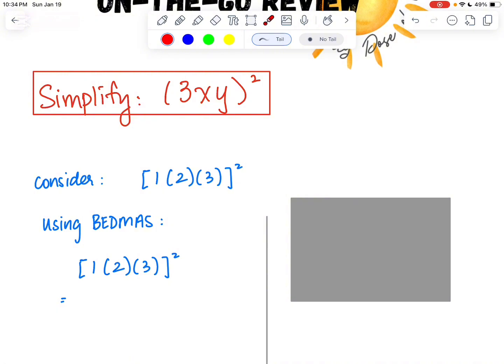So the first thing I need to remind us about is in a monomial, this really means 3 times x times y, and that entire product gets squared. So I want us to consider this question, which is very similar. So it's like this is my 3, this is my x, and this is my y. I have 3 things multiplied together.